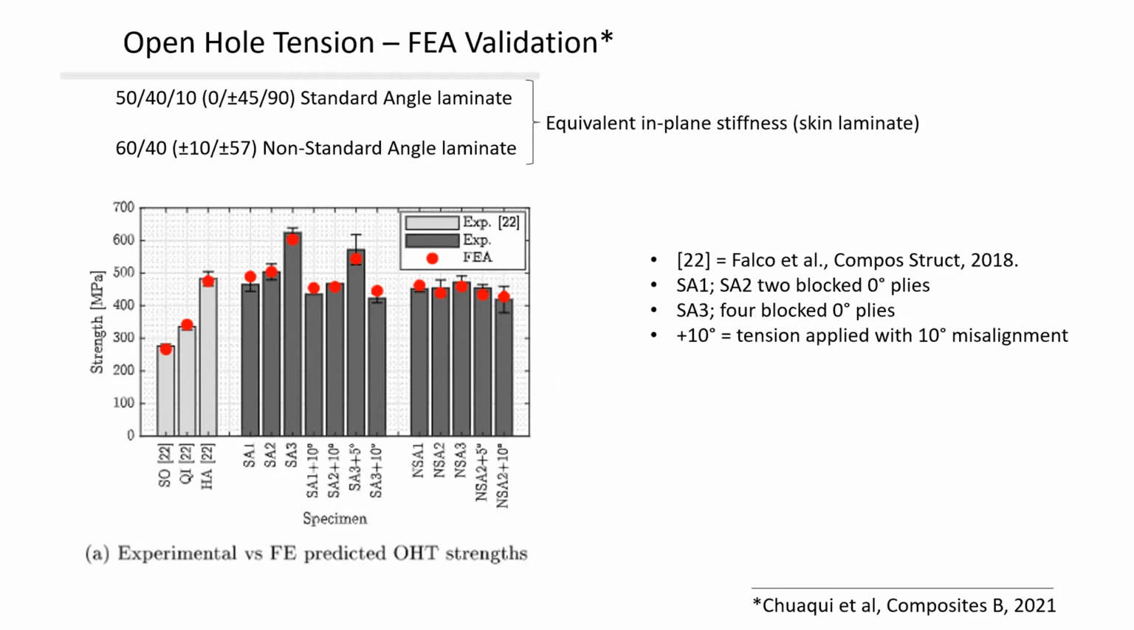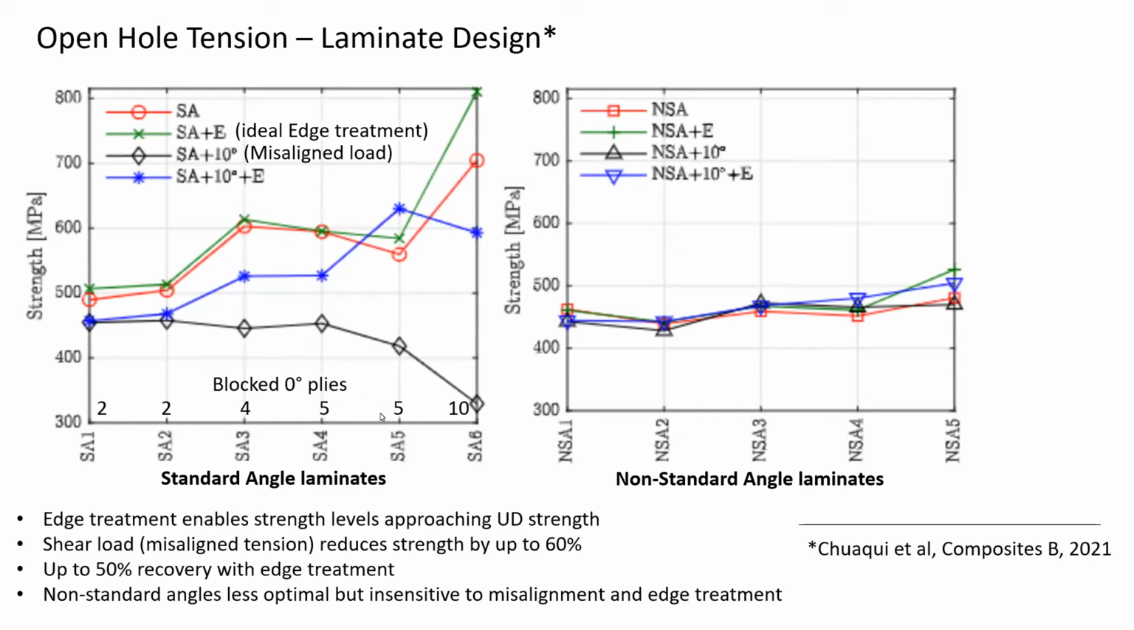So what's the effect of edge treatment on these tensile strengths? Well, in this slide, I basically compare the strength of different standard angle laminates with different numbers of 0 degree blocked plies. Again, it's this 50, 40, 10 laminate, so the standard laminate. We're just using the finite element results here because we've already validated those.